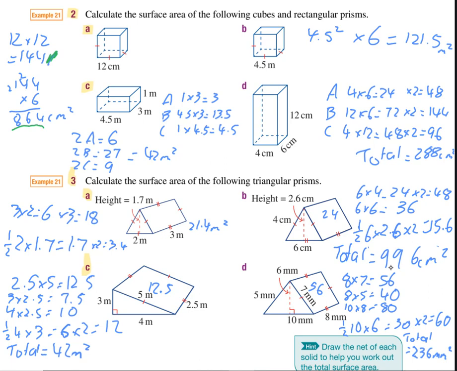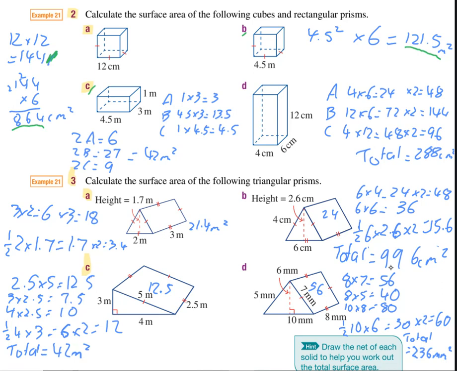For B, we are going to do 4.5 times 4.5, which is 4.5 squared. That's going to be the face of one of them. There's going to be 6 of them, so you just have to multiply by 6, and you get 121.5 meters squared. For C, we've got a number of different things here.